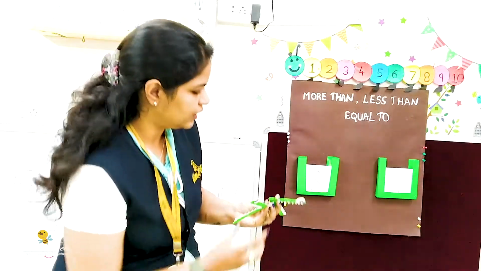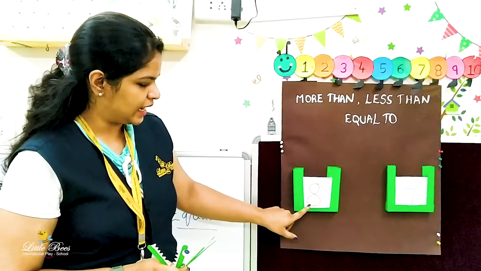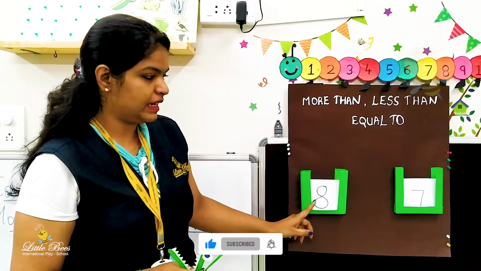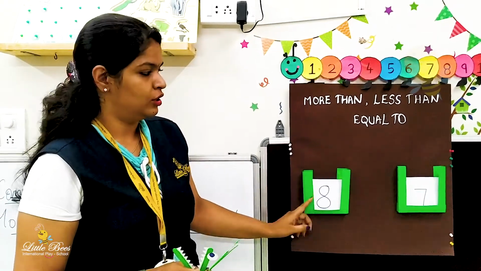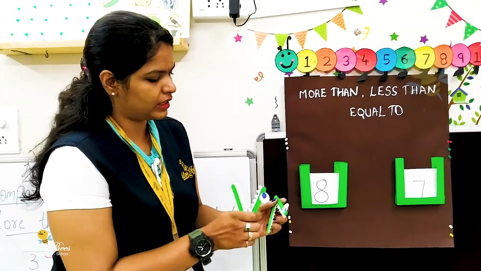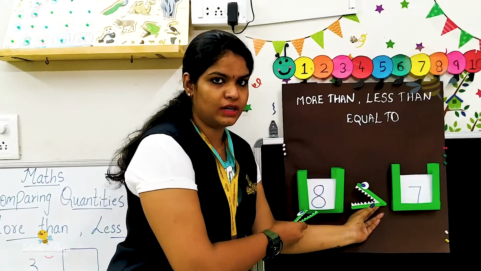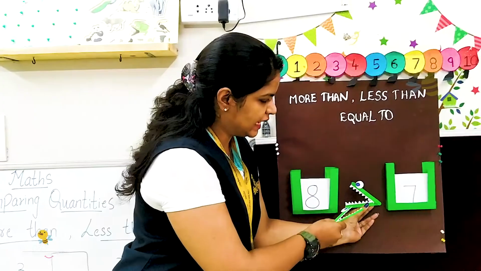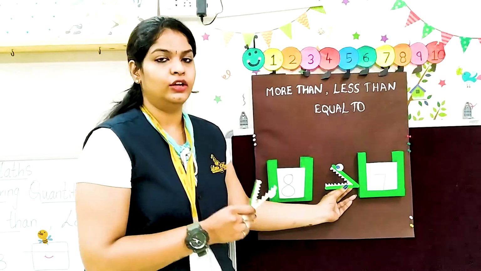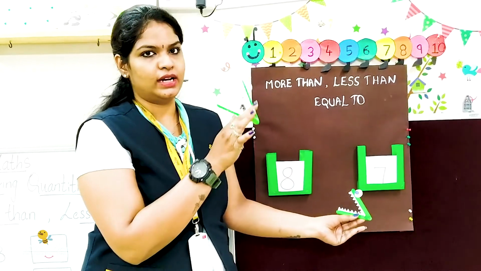Okay, so here I have 8 and 7. What number is this? 8 and 7. Which number is more? Number 8 is more. So the crocodile will like to eat the more number, so we will put the crocodile's mouth this side. 8 is greater than 7. Understood? 8 is more than 7. The crocodile likes to eat more quantity, so it will open the mouth towards the more number.